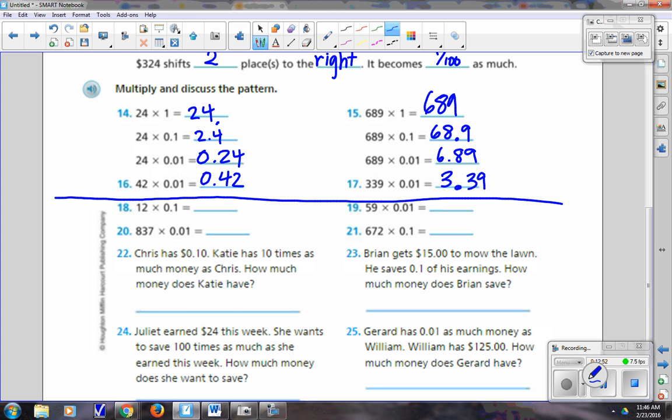So for this first part, the big thing is if you're multiplying by a 10th, your numbers are shifting to the right 1 place. If you're multiplying by 100th, your numbers are shifting 2 places. Okay? You have 6 problems here that I want you to attack on your own or with a partner. I'm going to give you about 15 minutes and then we will check our answers. Deal? Deal. Hit it.